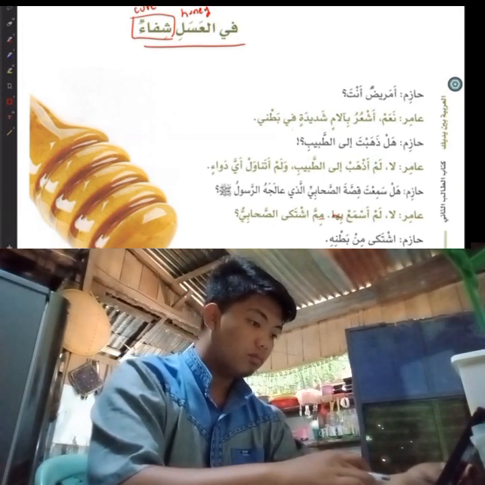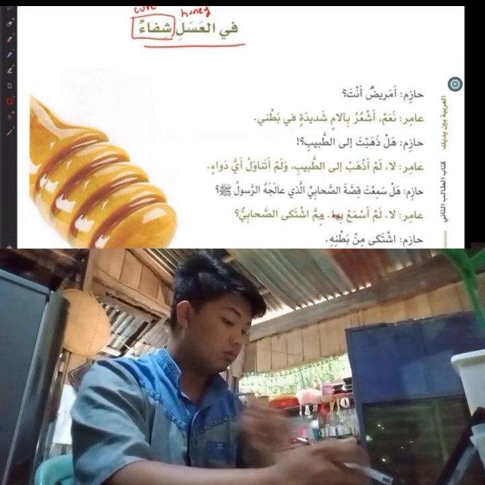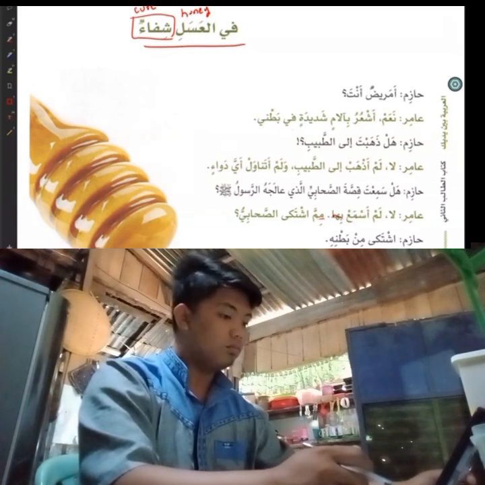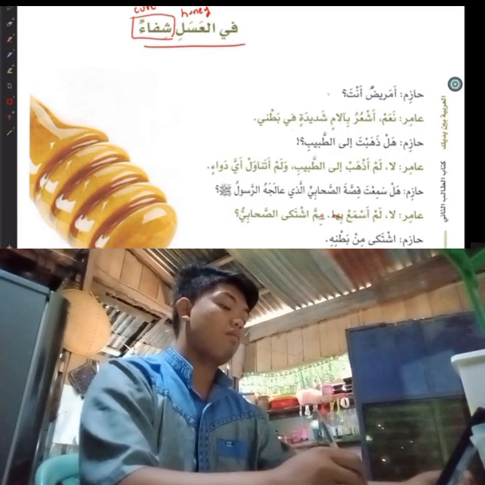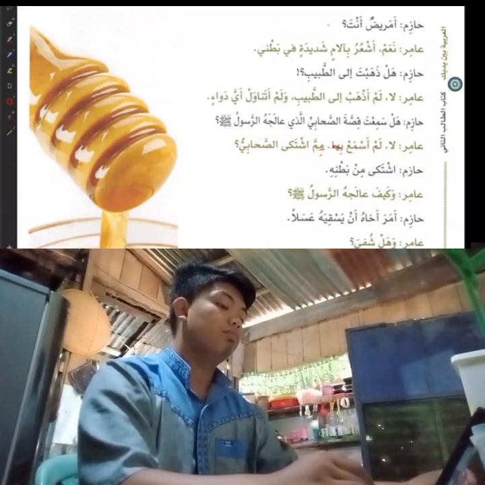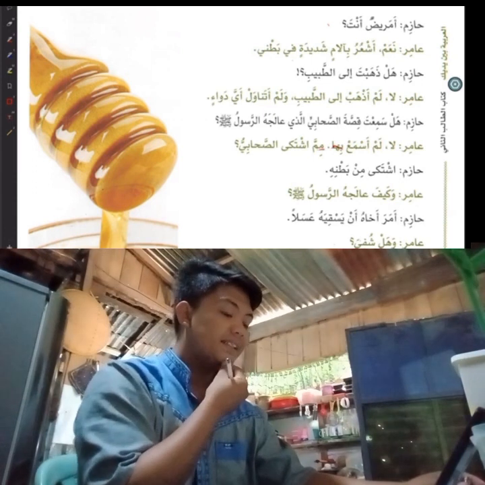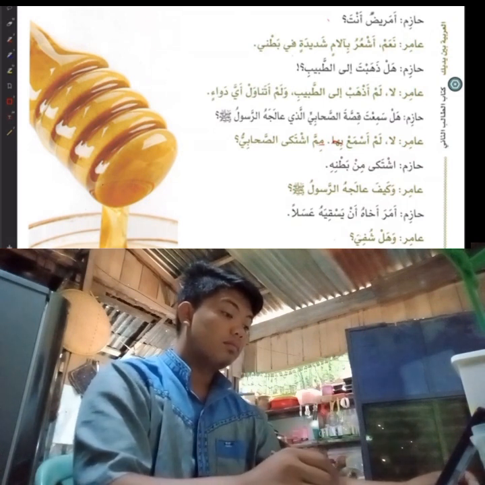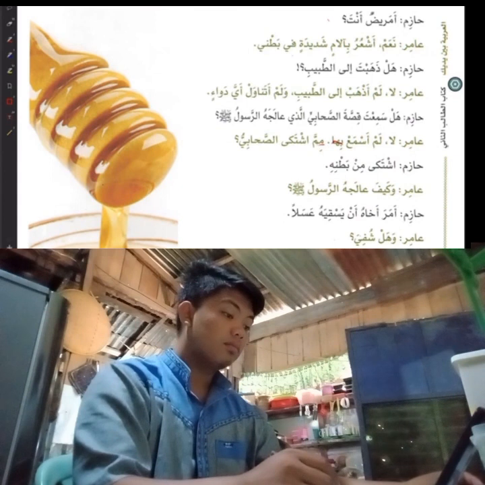Now this text, the audio for this text doesn't actually completely match the conversation, because I think the audio tape is for the previous edition. In the new edition they made some changes, but anyway, we can still listen and see what we can get out of it, inshallah. Okay, so let's get started. الدرس الأول. استمع إلى الحوار.